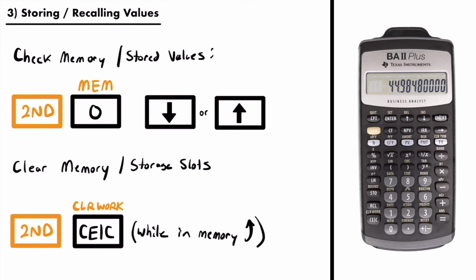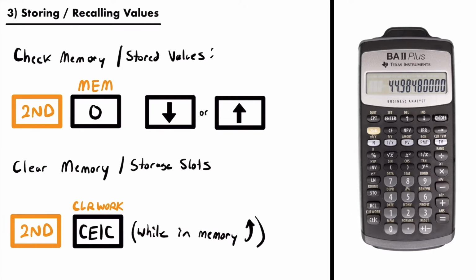Now, let's say that you stored a bunch of values in those 10 different buttons, but you can't remember where a specific value is, and you don't want to waste time recalling values trying to figure out, where's that one number that I need? Well, what you can do is check the memory of the calculator, or check the stored values that you have. So we'll hit the second button and then the memory button, and then you'll be able to use the arrow buttons to kind of look through your memory.